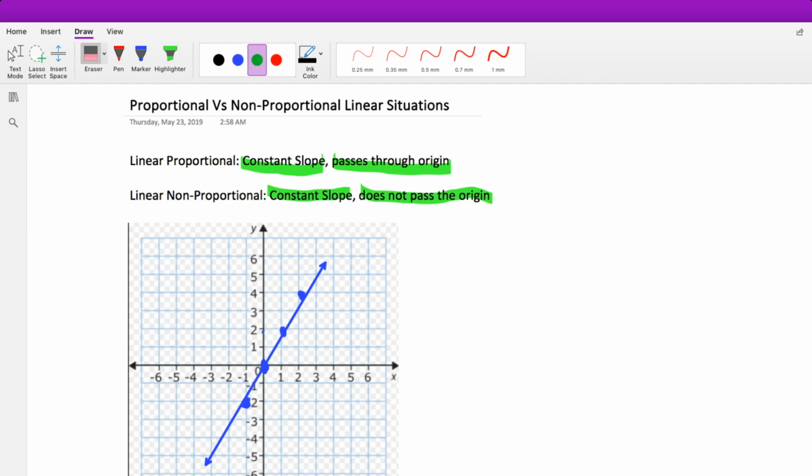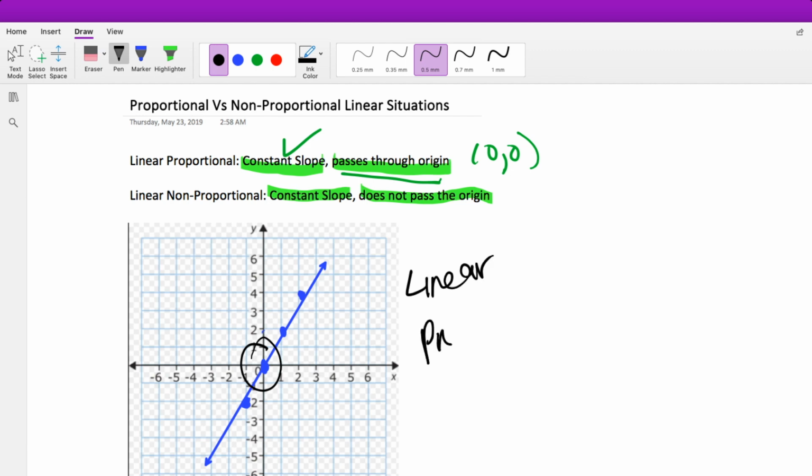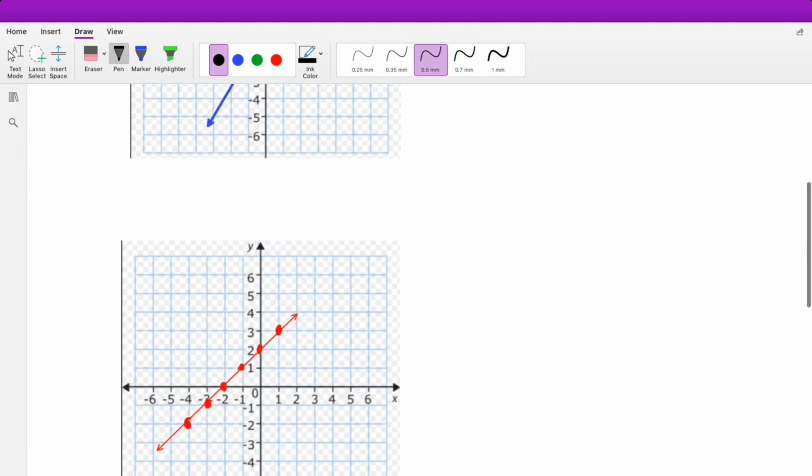So let's see this first problem. Do we have a constant slope? We go up to over 1, up to over 1, up to over 1. So that first part checks out. And then does it pass through the origin? The origin is 0, 0. And as we can see by looking at our little graph here, it does go through 0 and 0. So we're good to go. This one is linear proportional. Perfect. Let's move on to the next one.